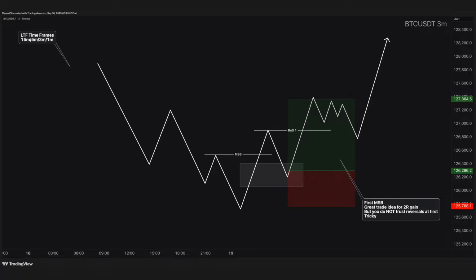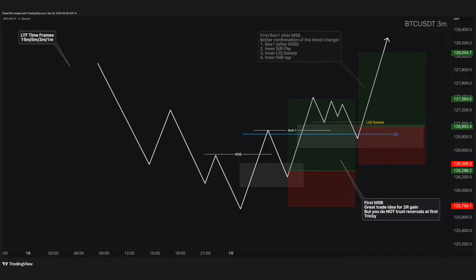This is why I sometimes suggest waiting for the first break of structure if you find yourself stopped out too much. Maybe you notice an inner support or resistance flip in the location, paired with an inner liquidity sweep and even an inner imbalance area forming. These setups are what I call the A+++ trades. Why are they so powerful?